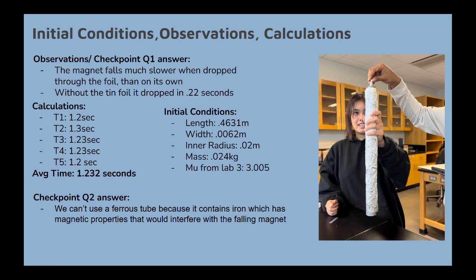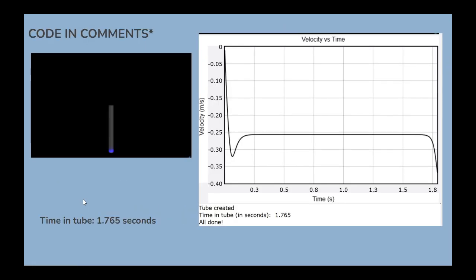Our calculations are listed here, our initial conditions are also listed here, and our checkpoint question 2 answer is we can't use a ferrous tube because it contains iron, which has magnetic properties that would interfere with the falling magnet. My code is in the comments if you want to follow along.